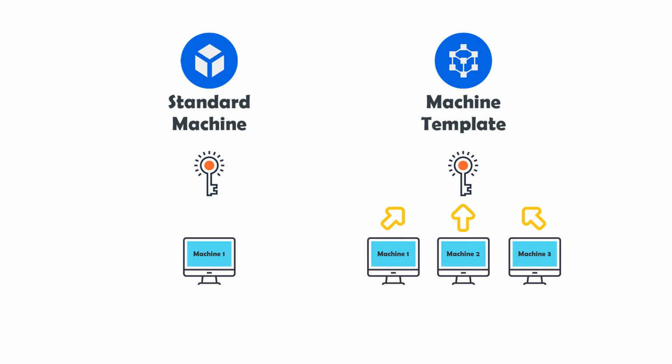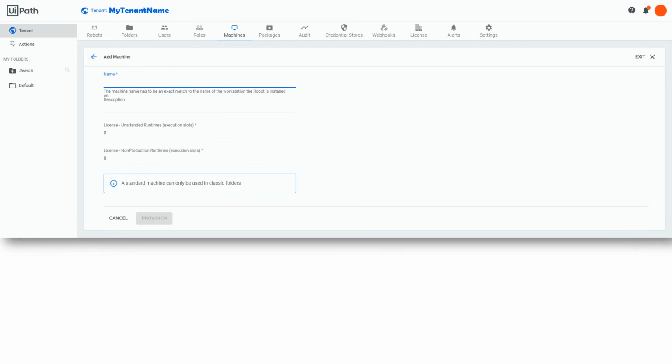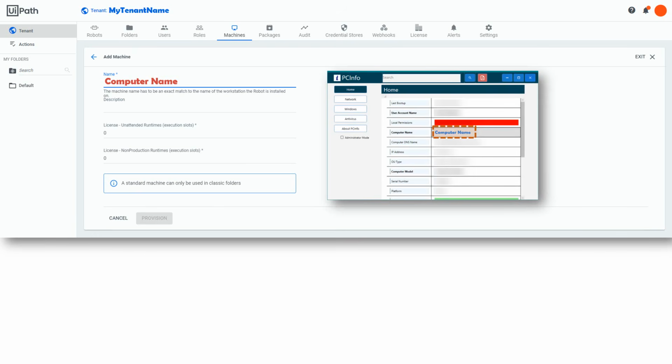Let's see how to create a standard machine in UiPath Orchestrator. You have to enter the following information. First, you need to enter the computer name. How to get it? There are several ways to get the computer name. For example, you can open PC Info and get the computer name from there. Then you can add a description for the machine. After that, you have to enter the count of unattended runtimes, and also the count of the non-production runtimes. What do these mean? I will talk about both later in the video.